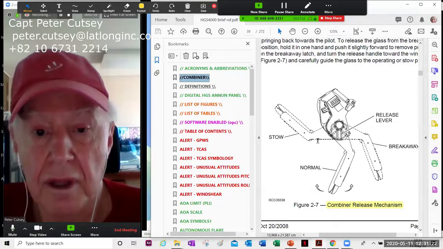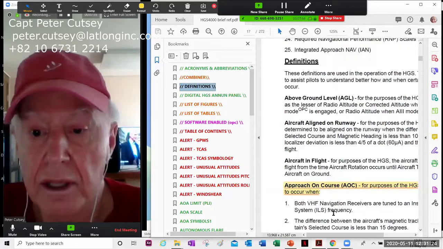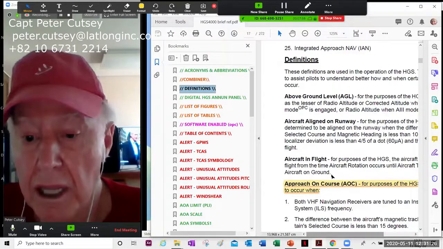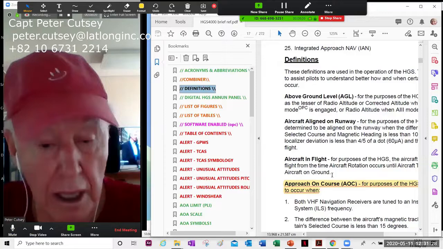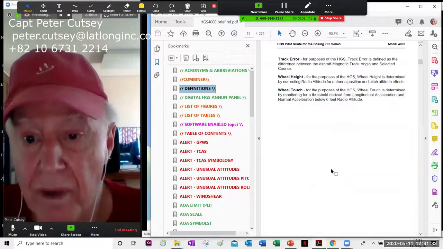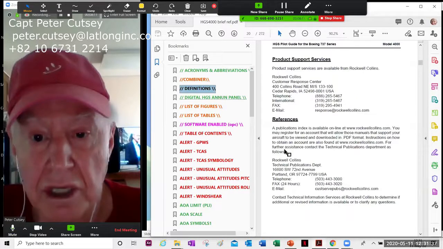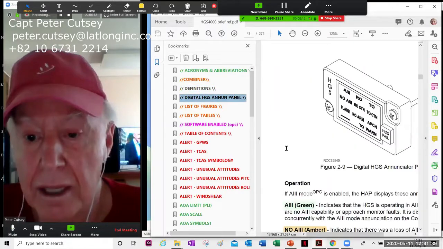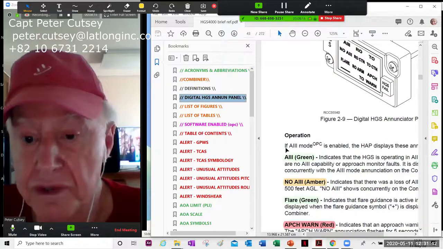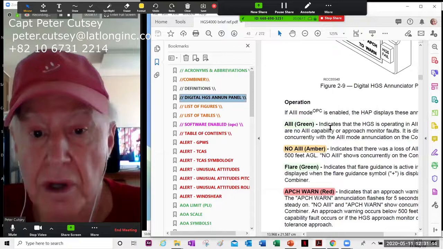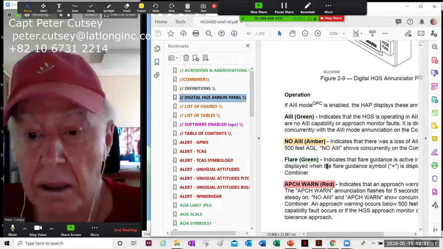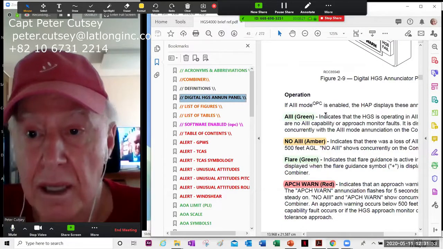You have all the definitions that you need, and you should, to give you an understanding of everything that you're going to be doing in your training session. You have an annunciator panel, which is on the first officer side, and it's called HUD Annunciator Panel, with different warning lights, etc. And you can read up about that, and we'll be covering some of that in future sessions.